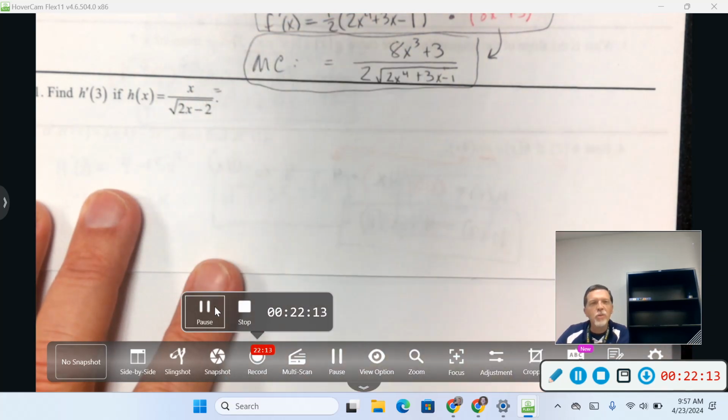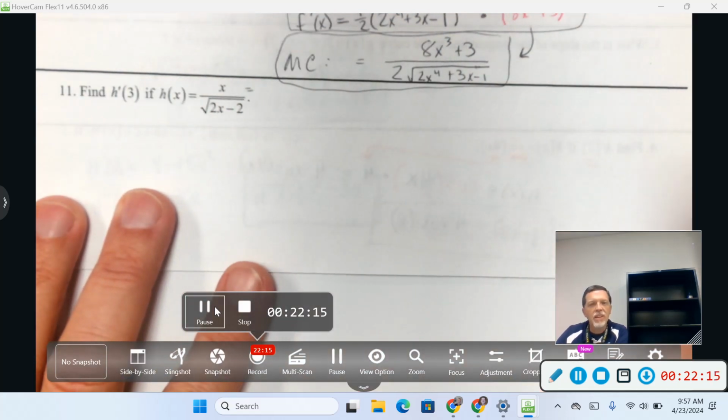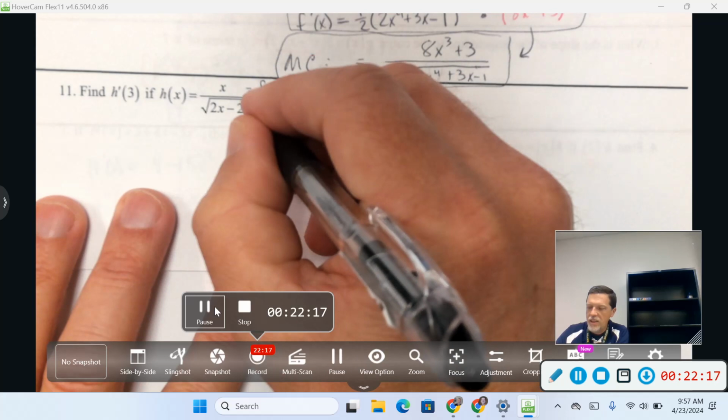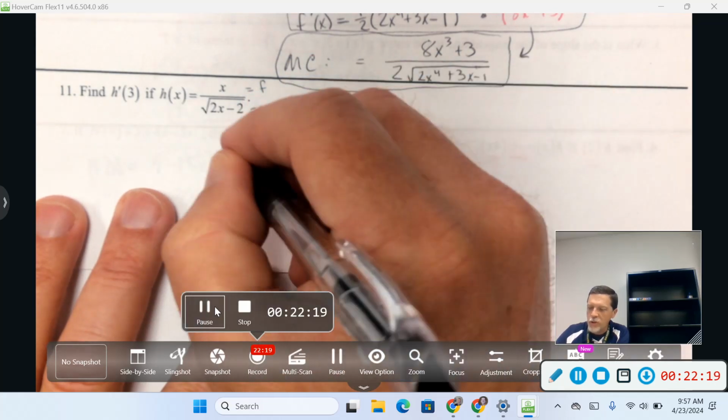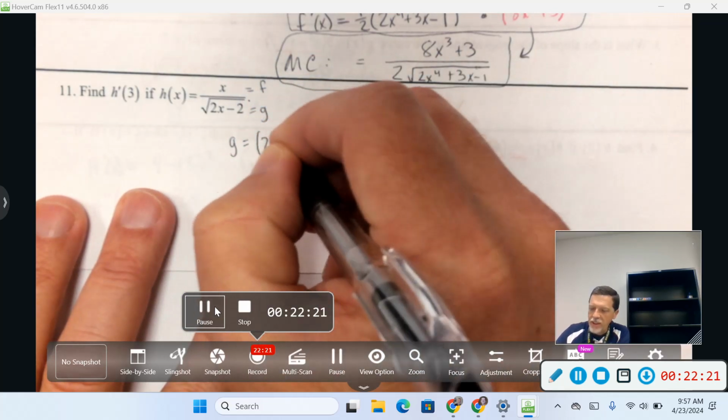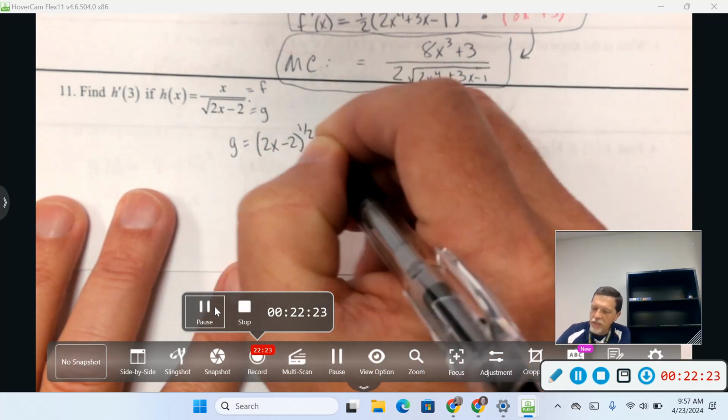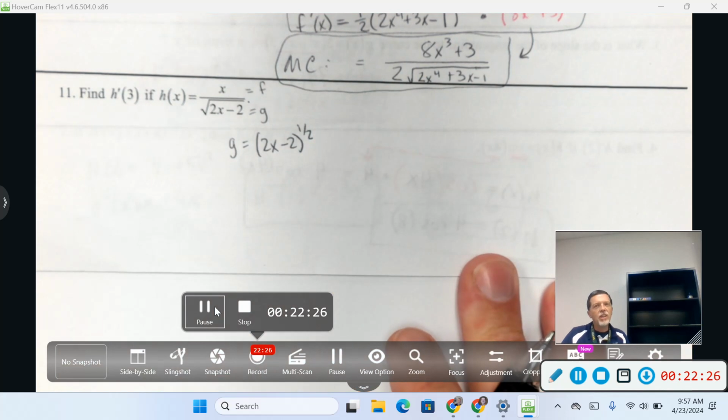There's actually a couple rules going on in number 11. There's definitely the quotient rule, and then in order to find the derivative of g, we're going to need the chain rule. Maybe we should finish this one, because this has got multiple rules kind of layered on top of each other.